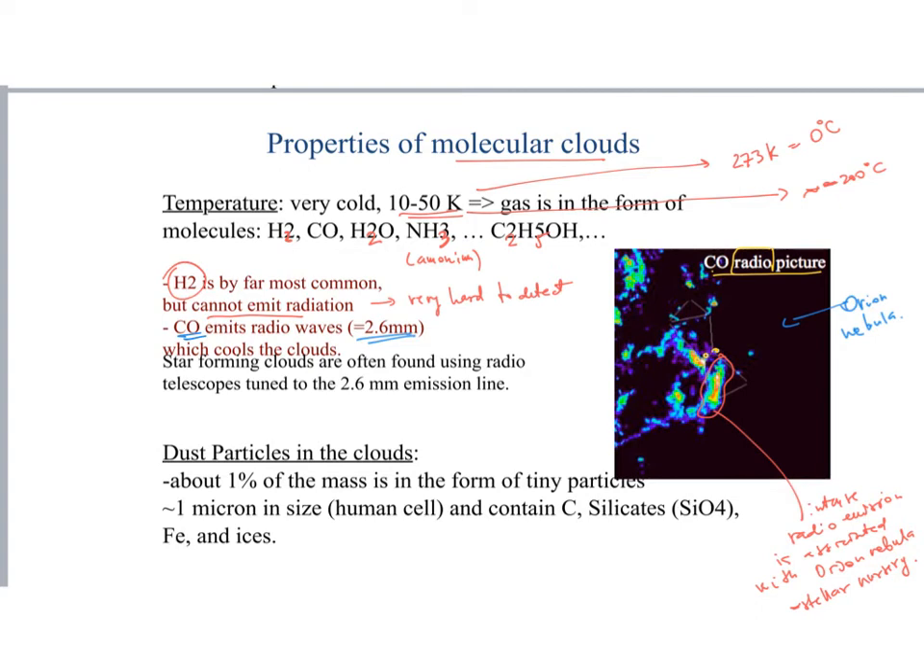It turns out that the particles that make up those clouds, the molecular clouds, are actually tinier than that. They're the size of a human cell. Okay, so that's barely distinguishable or resolved by the human eye, and it contains a lot of carbon, silicates, iron, and ices. Pretty much the things we've seen in the spectrum in the previous discussion.